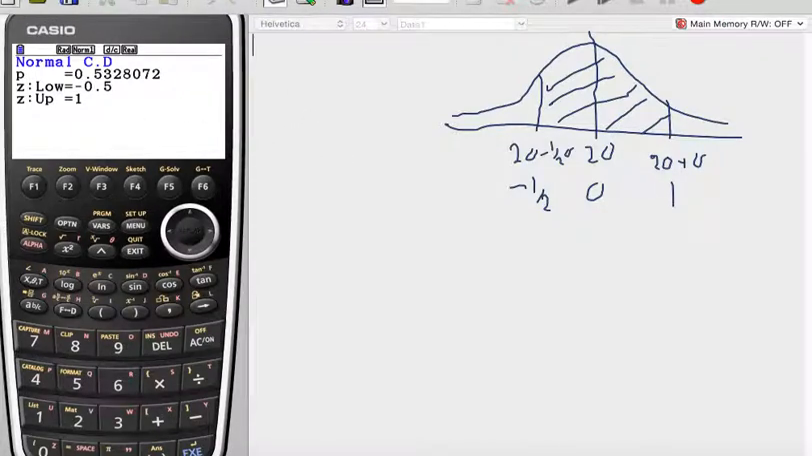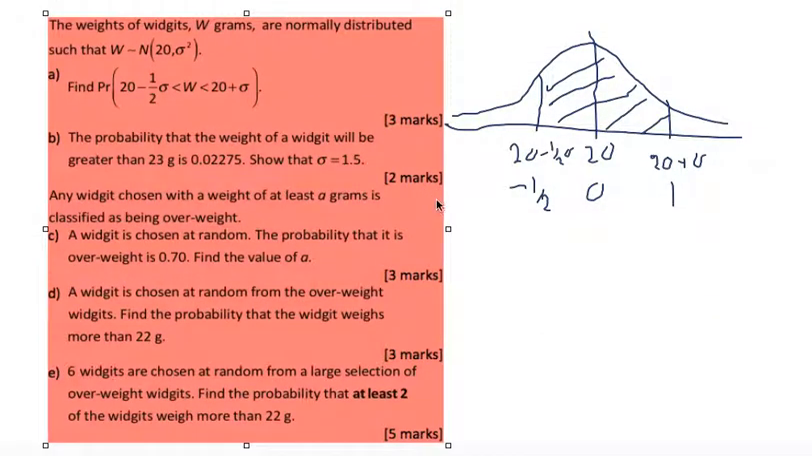0.533. So let's just try and minimize that. Let's get that first answer into here, 0.533. It's a little decimal point there. Okay.